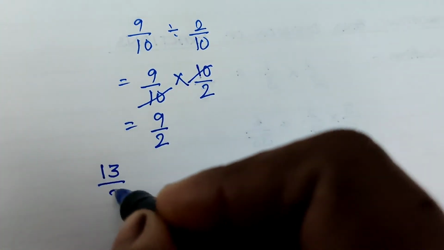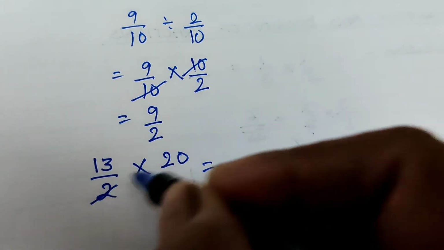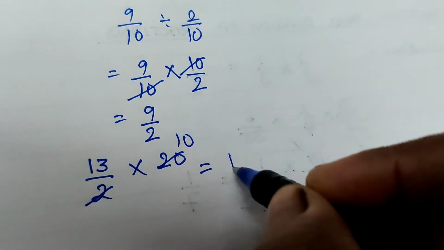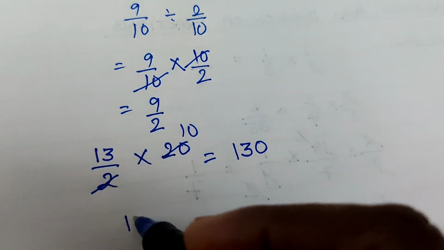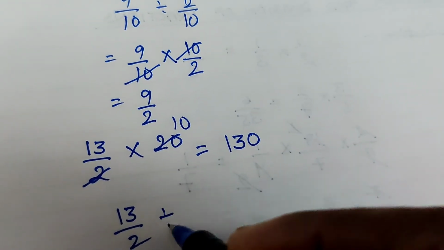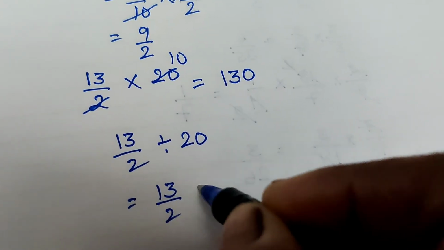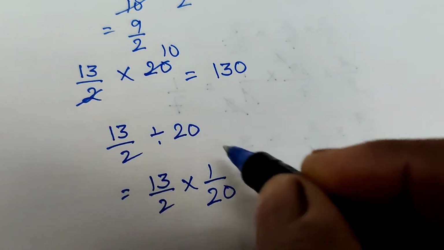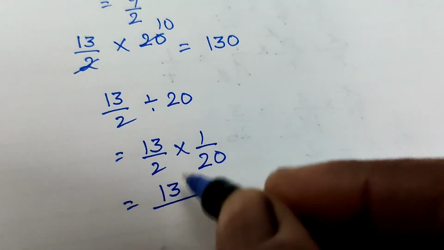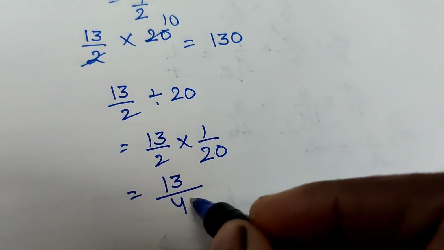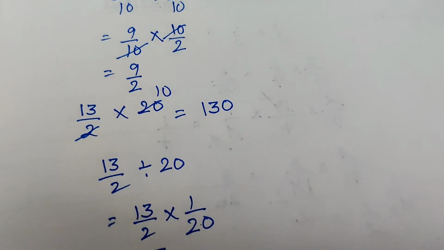13 by 2 multiplied by 20 is 2 into 10. Answer is 130. This is the multiplication. If 13 by 2 divided by 20, what will you get? 13 by 2 into 1 by 20. Reciprocal of 20 is 1 by 20. The answer is 13 into 1, 13. 2 into 20 is 40. This is the division of fractions. Okay.